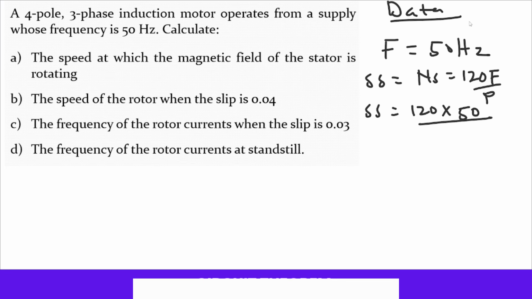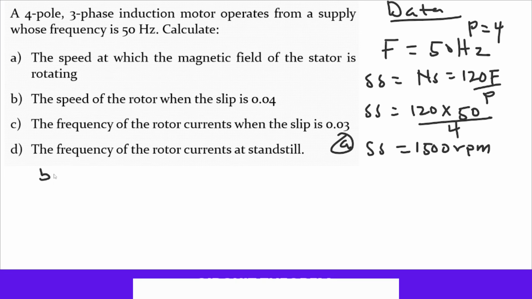Here, as part of our data, P, the number of poles, is equal to 4. It means that the stator speed will be 1500 RPM. Okay, so that's for question A.